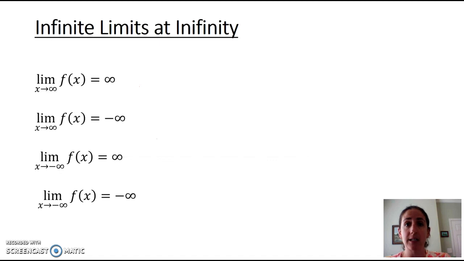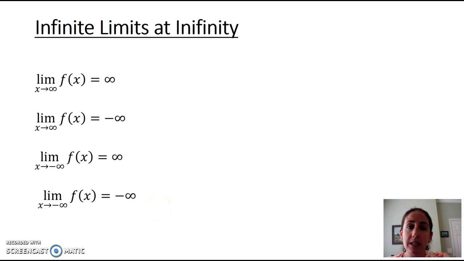Now what I want to talk about are infinite limits at infinity. So as x increases without bound, f of x increases without bound. Or as x increases without bound, f of x increases negative without bound. As x increases negative without bound, f of x increases without bound. Or the case where x increases negative without bound and f of x increases negative without bound.